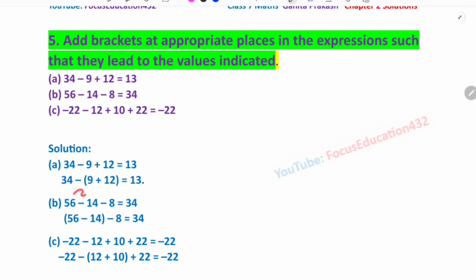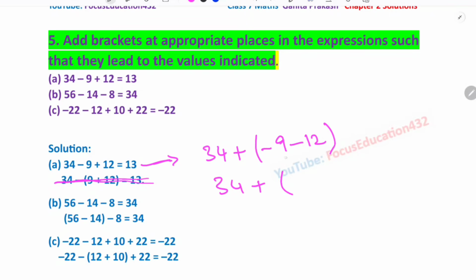So I am making a bracket here. 34 minus 9 plus 12. Like this. 34 minus of 9 plus 12 is equal to, I think there is some issue here. So here it should be like this, not like this. So 34 plus of minus 9 minus 12. So what it becomes? 34 plus as it is, minus 9 minus. If both are minus, then we have to add and keep the sign as negative. Right? 34 plus minus 9 minus 12 means minus 21.